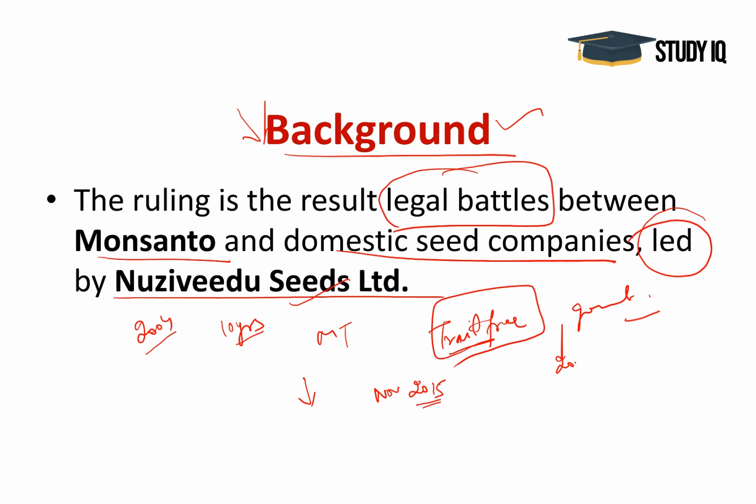Now what happened in 2017, the single judge in March 2017 restored the agreement and ordered the parties. So who are the parties? Monsanto and the Indian companies, to adhere to their obligations under it. So this case was in Delhi High Court.